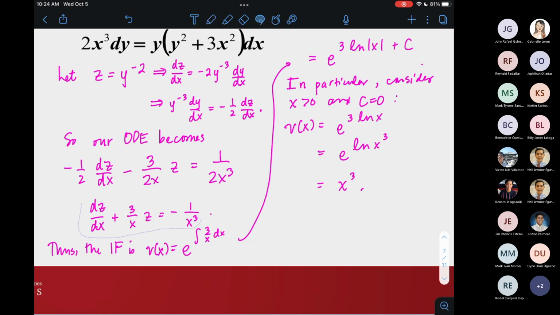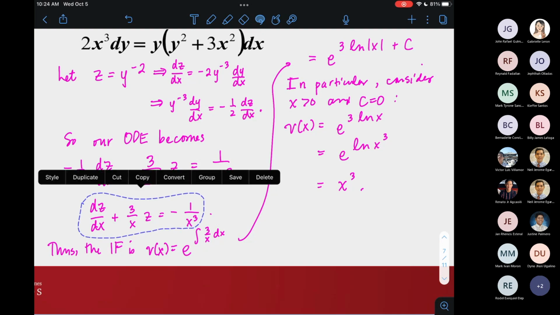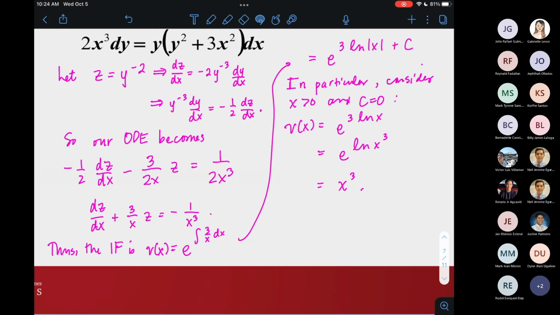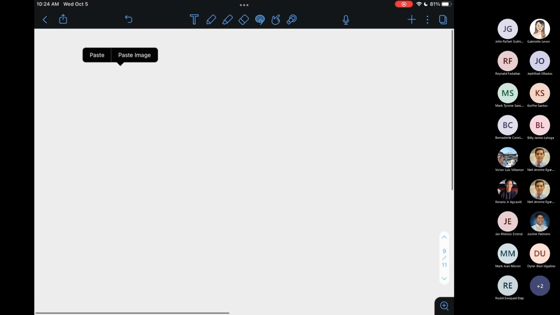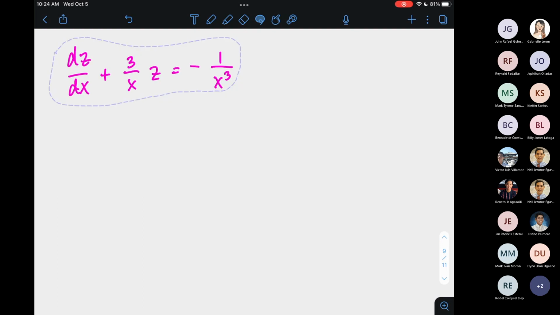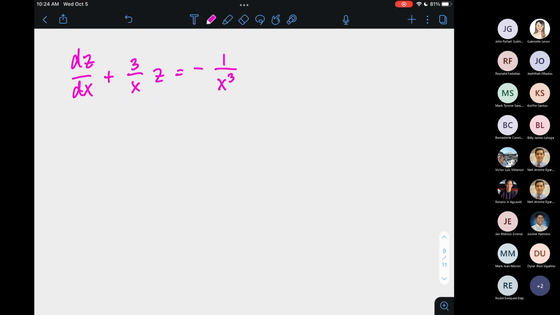So what I'll do is I'll copy the ODE that we have so far, and then the plan is to multiply this by x cubed, right? Which is the integrating factor that we got. So I'll go next page. This is my ODE from before. I'll multiply both sides by x cubed, which is our integrating factor. So this would be x cubed dz over dx plus 3x squared z equals -1.